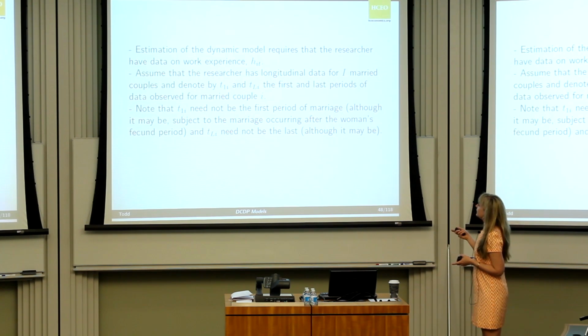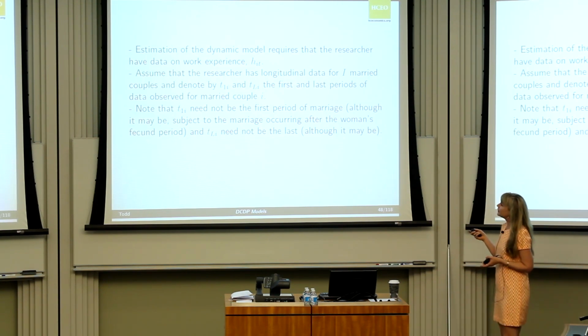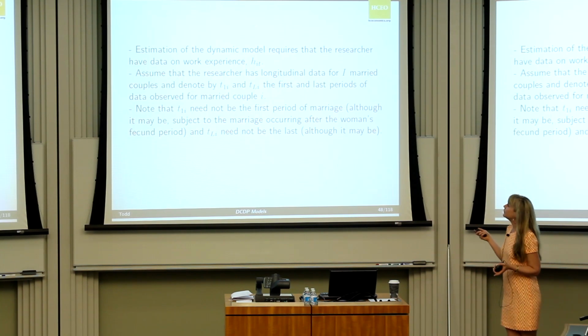So we're assuming people have data on actual work experience to estimate this model. And so let's assume that you see couples over some time period, like some first period to the last period of observation. It doesn't have to be from the beginning of marriage. You may see people in the middle of their lifetime at different ages. You don't have to see people over the whole time period that they're making decisions, right?